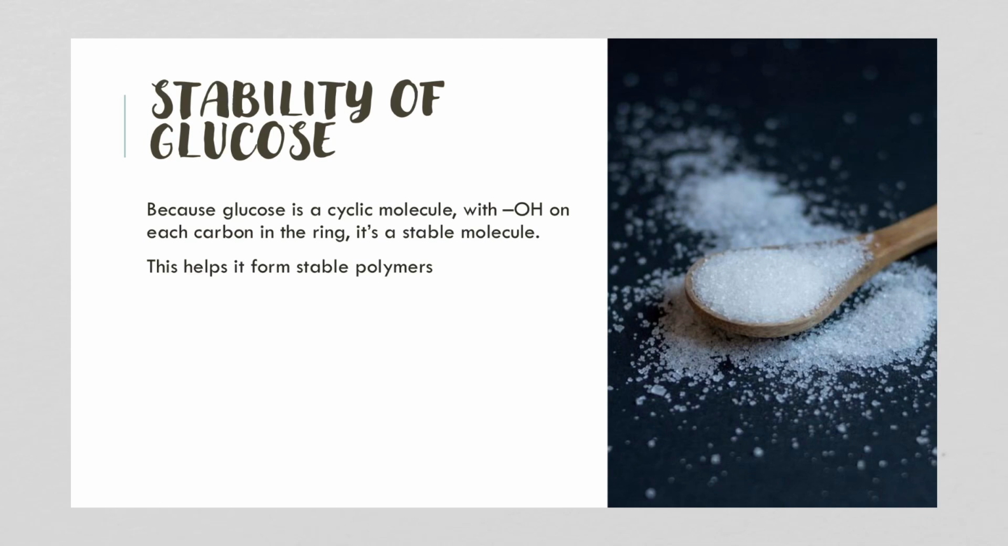Glucose is also a very stable molecule. Because it's found in a cyclic molecule with the hydroxyls on each carbon in the ring, it's very stable, and it helps to form stable polymers as well. So it's not going to be very reactive. It's going to remain until it's needed for energy usage or for structural support, depending on the type of polymer it's forming.